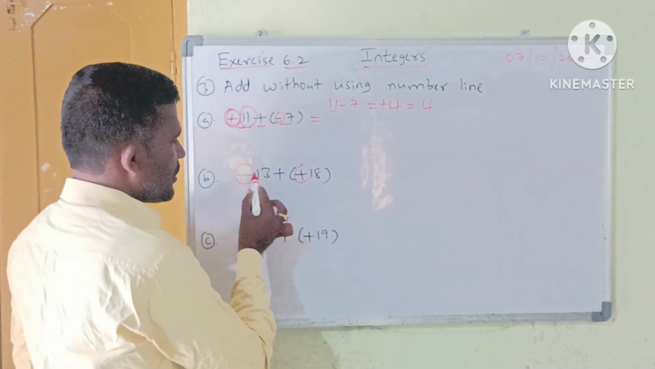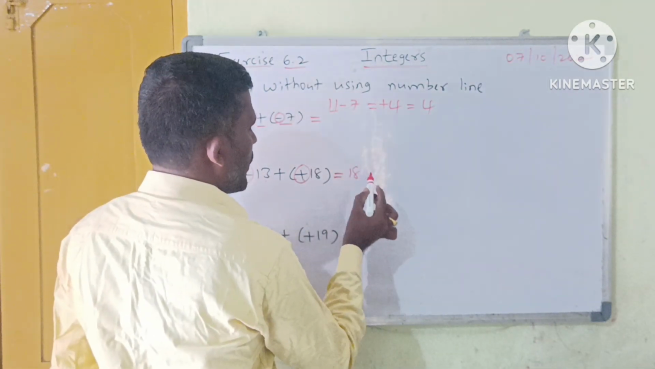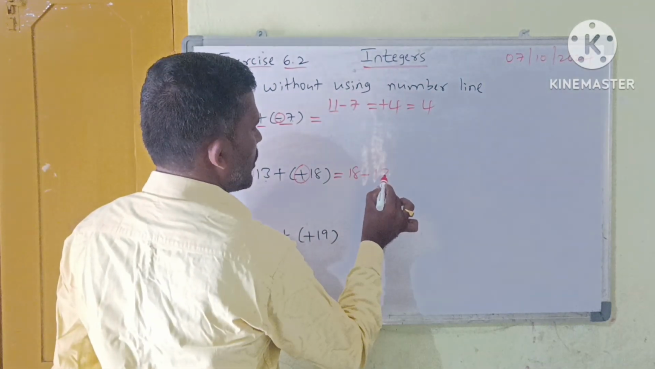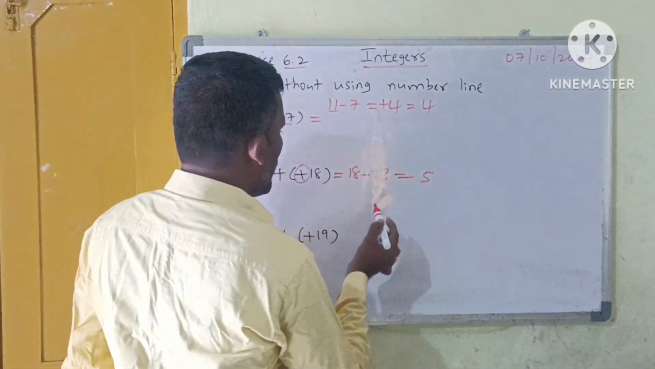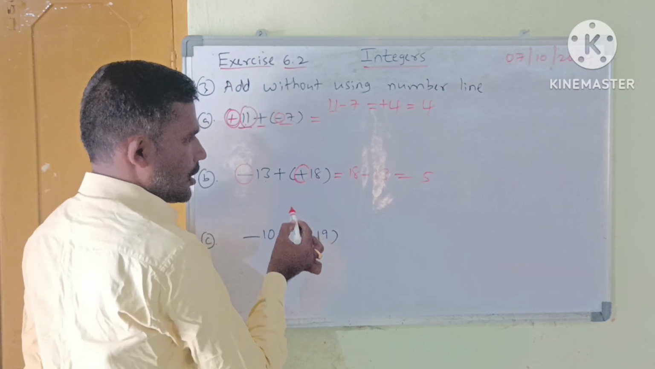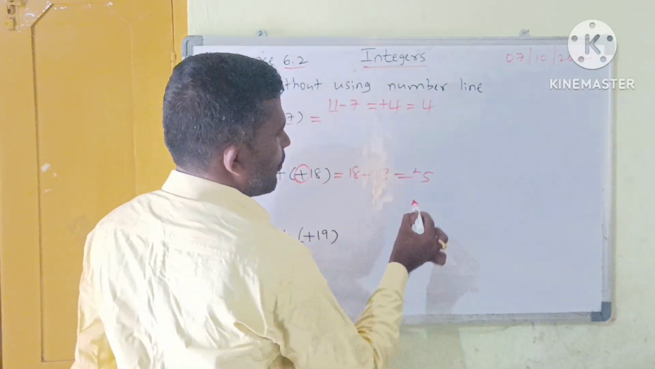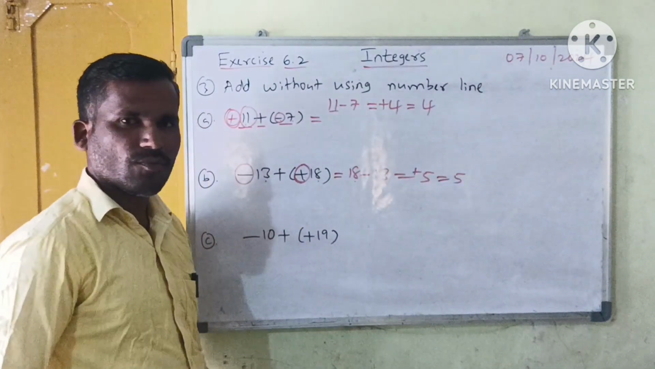So minus 13 plus 18. Subtracting first. Here bigger value 18 and 13. 18 minus 13 is 5. So here 18 is the bigger value. For the bigger value, the sign is plus. So plus 5 I am taking. Plus 5 is nothing but 5 only.